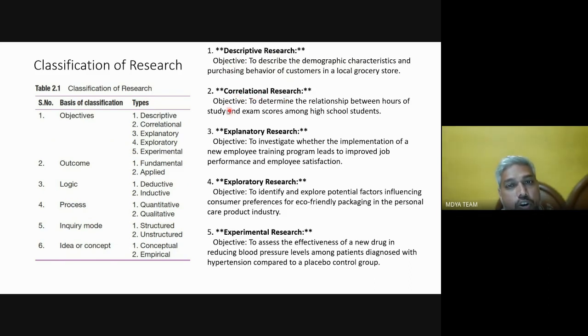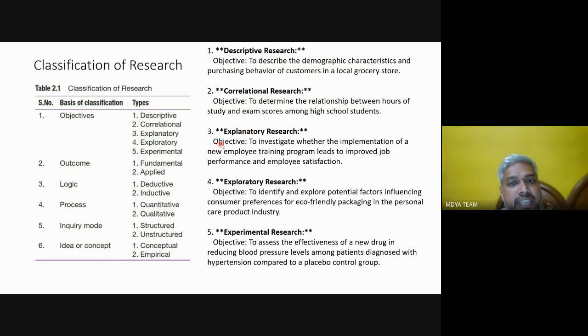Correlational research objective. If your research is correlational, means you want to show a relationship between hours of study and exam score among high school students. This is when there is a relationship. So your objective will always be to determine the relationship. You use this word to explain your objective in your research.